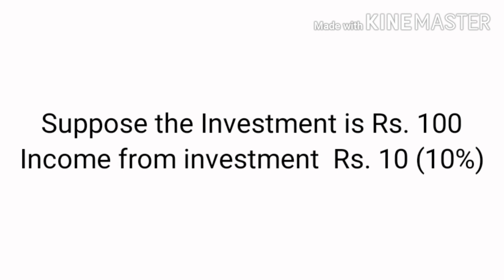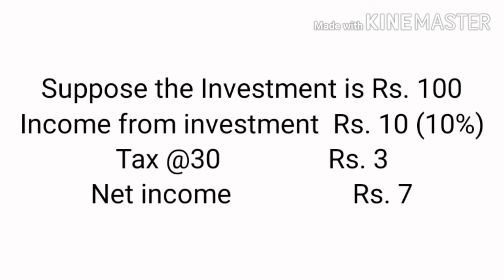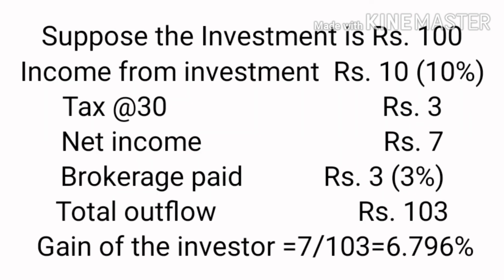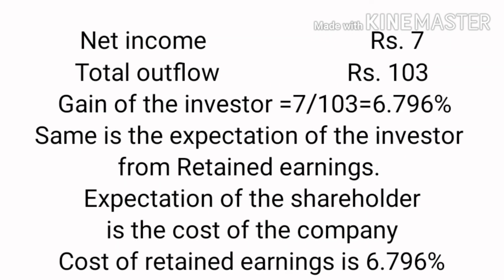He is in the 30% tax bracket. So he needs to pay a tax of rupees 3 and the balance will be 7. So his return from the investment is rupees 7 only. He is investing an amount of rupees 100 and it is mentioned that a brokerage of 3% applies. In case of an investment, the 3% is what the investor has to pay to make his investment. So the total outgo is 103 rupees. Net income of the investor is rupees 7 and the net outflow or the net investment is rupees 103. So the percentage gain is 7 divided by 103, that is 6.796%. This is the expectation of the shareholder from the retained earnings also. So the cost of retained earnings for the company is the same as 6.796%.